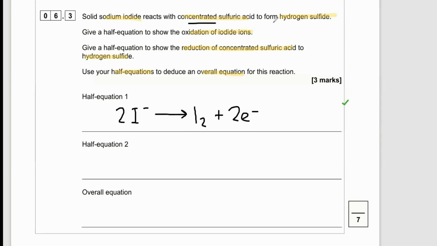Now what we're going to look at, why is it oxidation? You know, OIL RIG, oxidation is loss of electrons. The iodine is losing electrons. That's why it's oxidation. Now we're going to look at the second half equation.